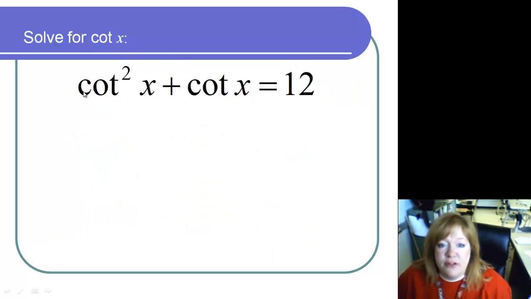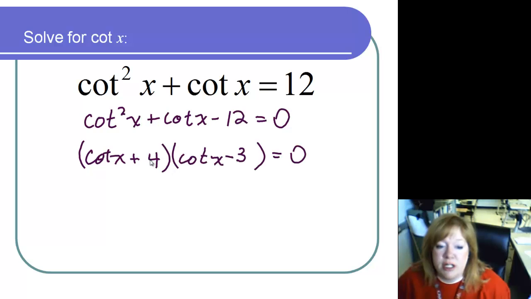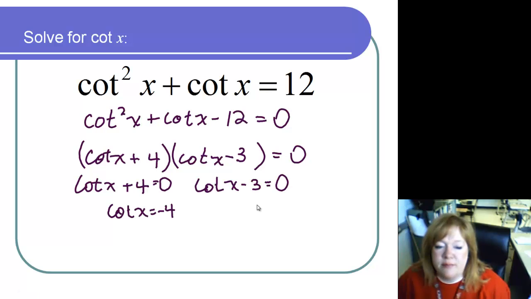Alright, solve for the cotangent of x. Got to have it set equal to 0 first, so we're going to subtract 12 from both sides. Then there's 2 factors of 12 that would give me 1, and that's 4 and 3. So I'm going to have cotangent plus 4, cotangent minus 3. Set each equal to 0. They're very easy to solve. So cotangent of x equals negative 4, cotangent of x equals 3.